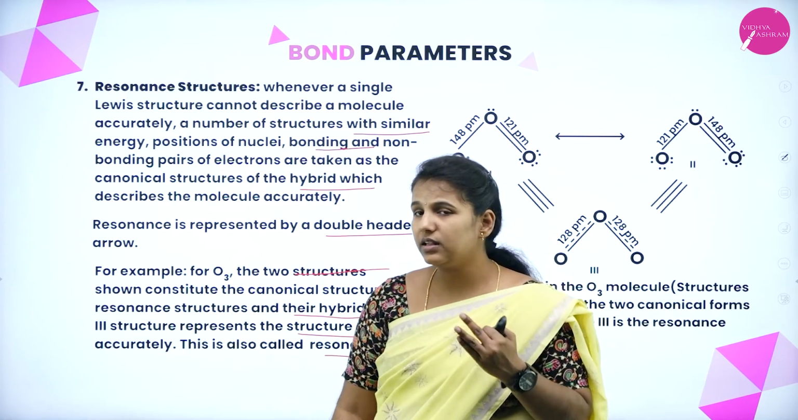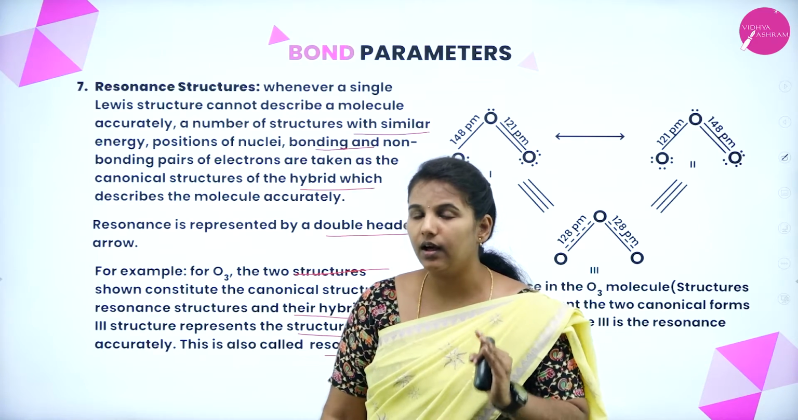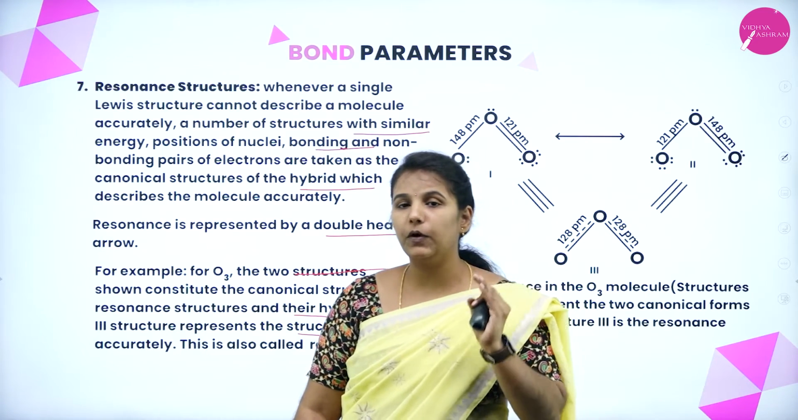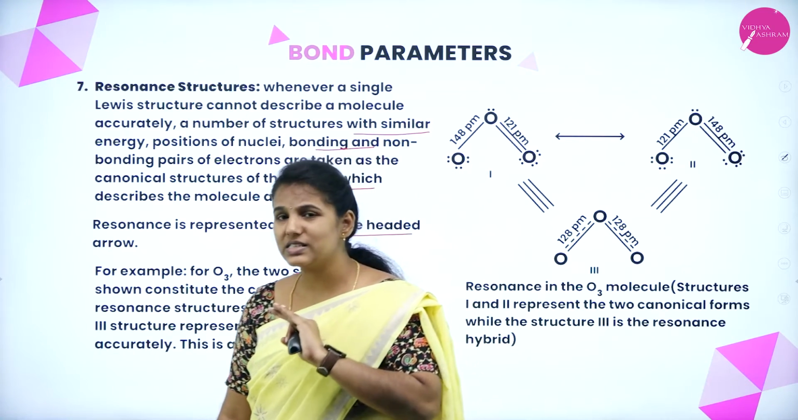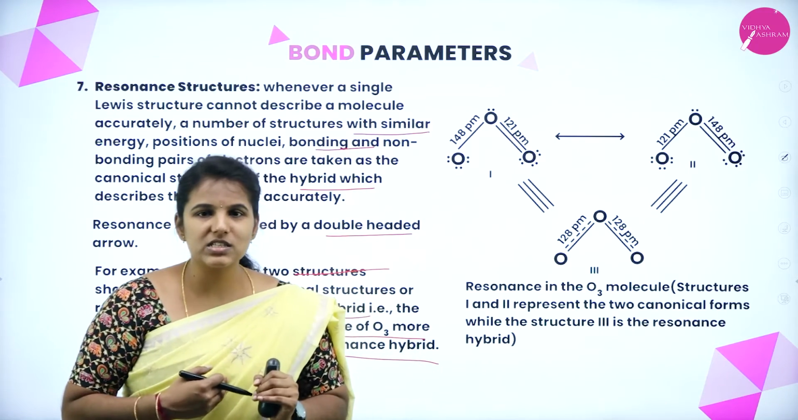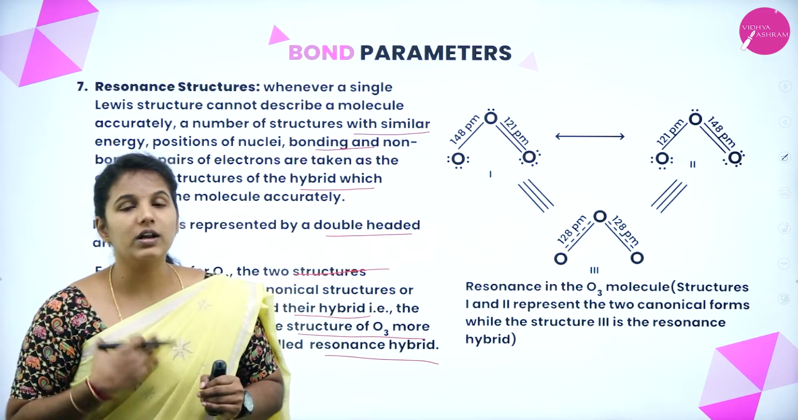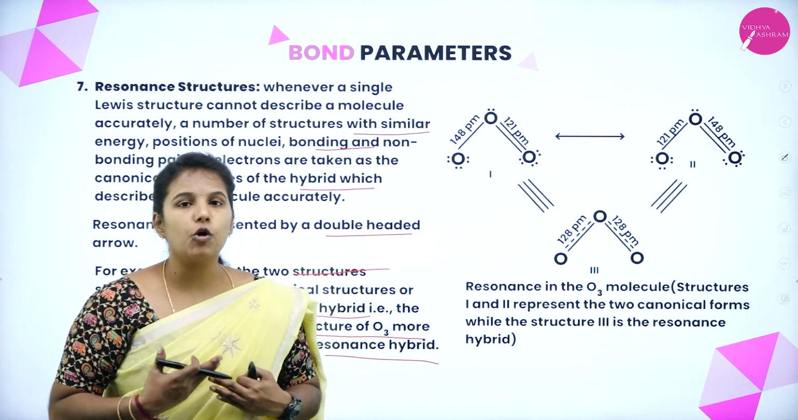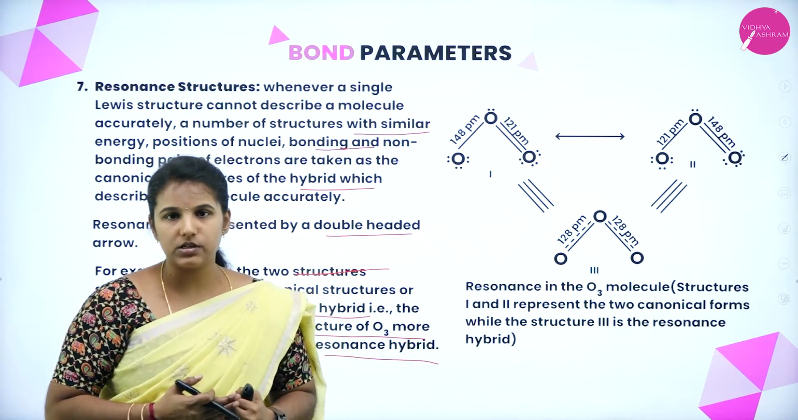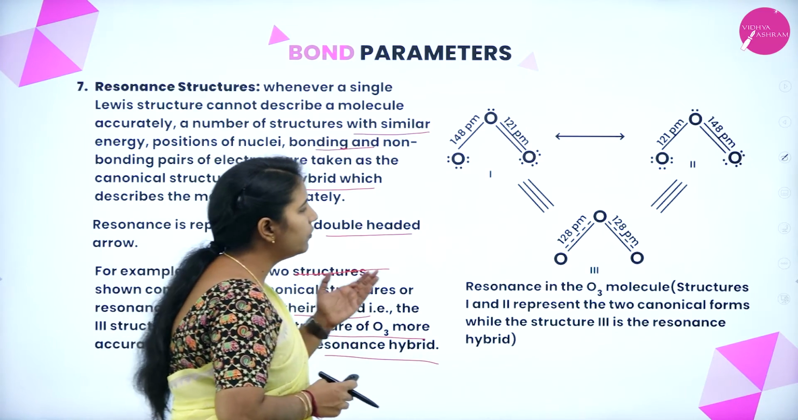So, when will we write the resonance structure? Only when the Lewis structure of the particular molecule is not able to describe it fully. In such situations, we go for writing the canonical forms. Here I have an example of ozone.